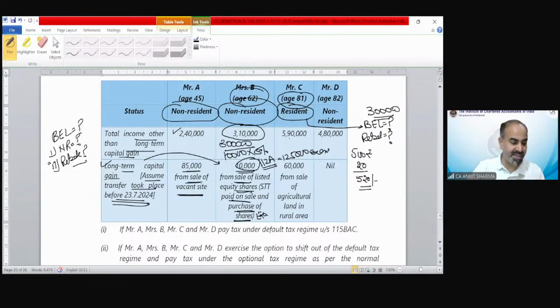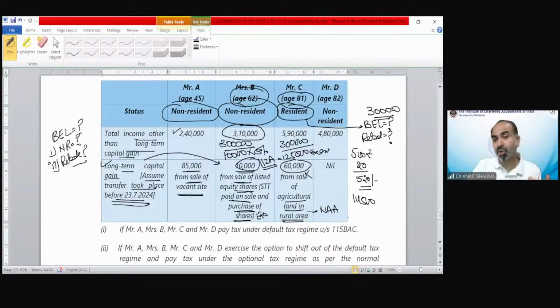So in that case, you can see the 60,000 gain is from sale of agricultural land in rural area, which is not a capital asset. So again, this is non-taxable. Only we have 5,90,000 remaining. Out of this 5,90,000, 3 lakh would be the basic exemption because we are solving it as per default tax regime. 2,90,000 would be our income. And on 290, the tax would be 14,500 rupees.